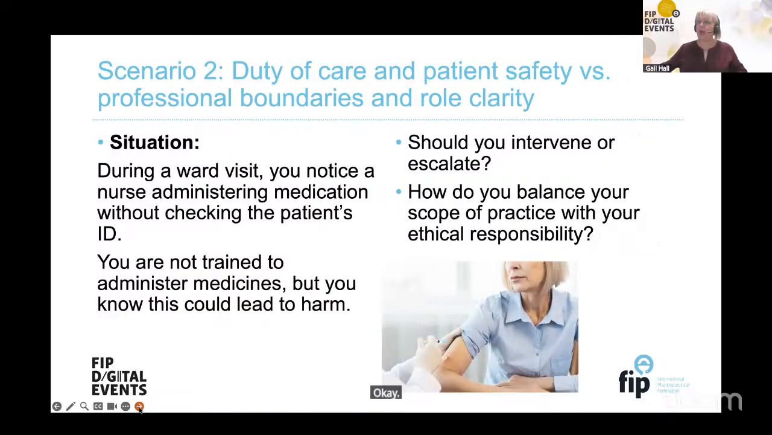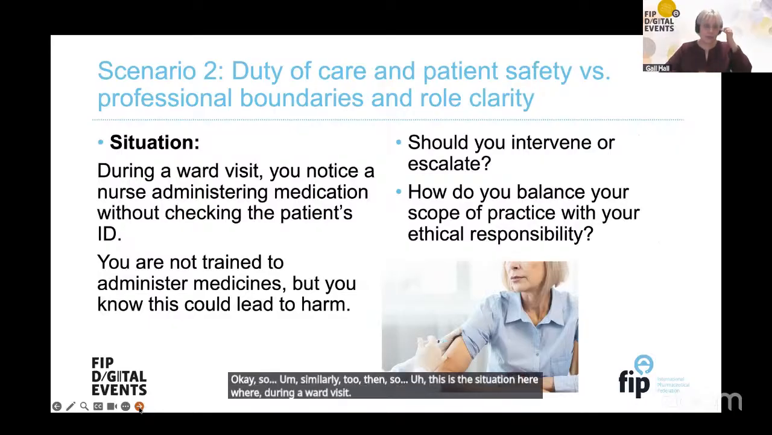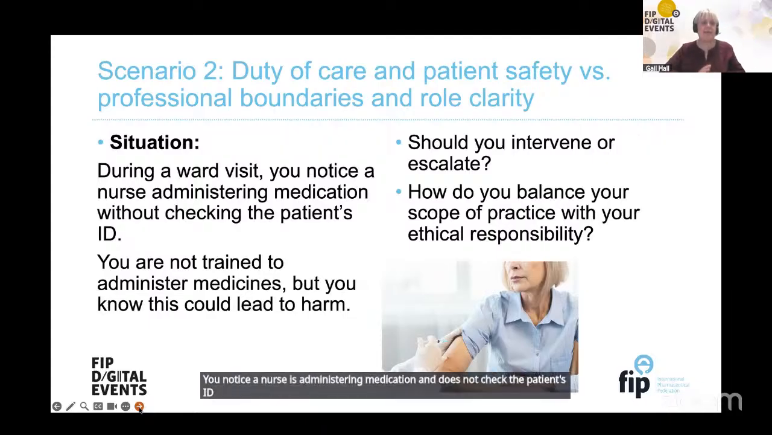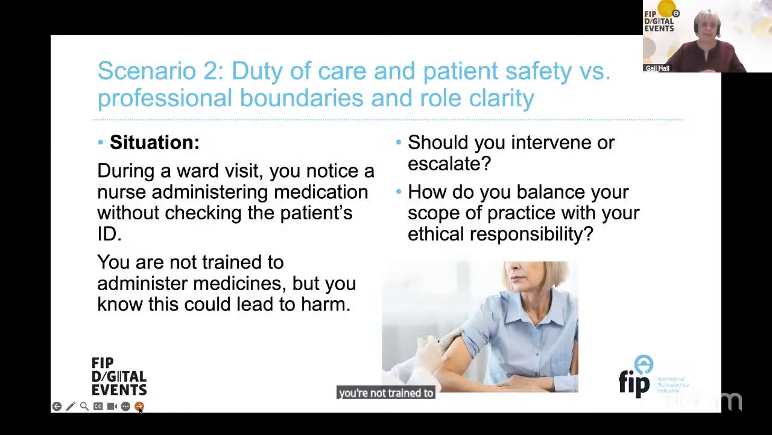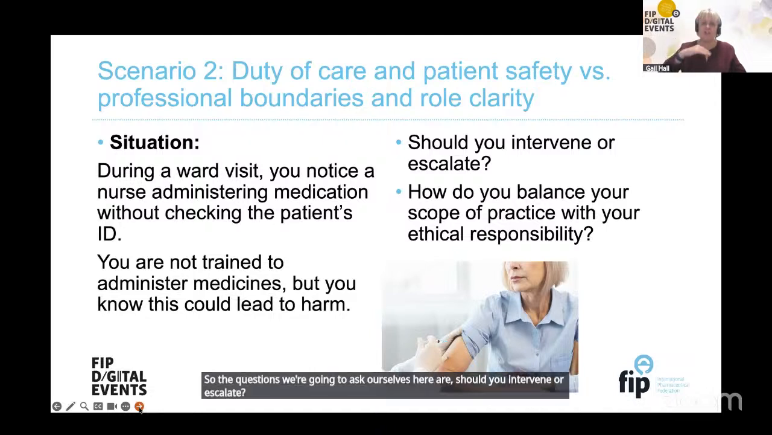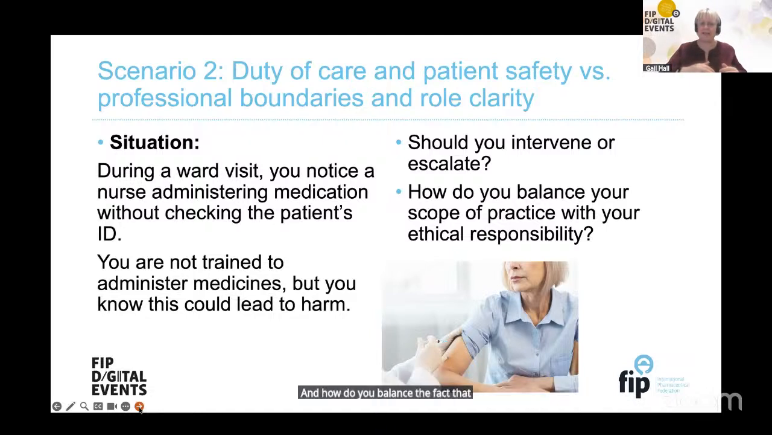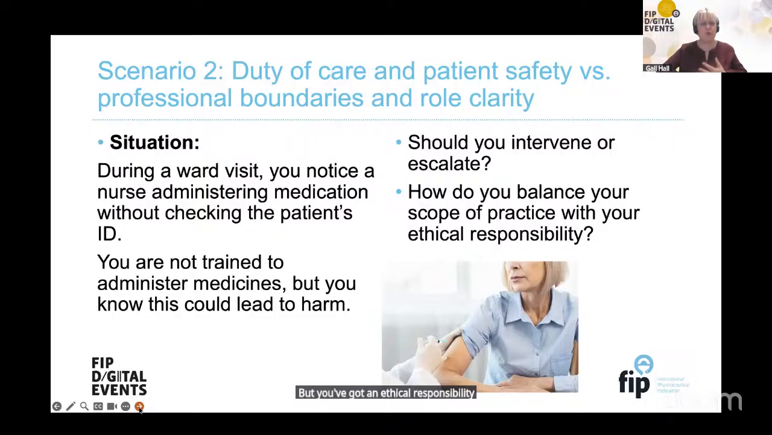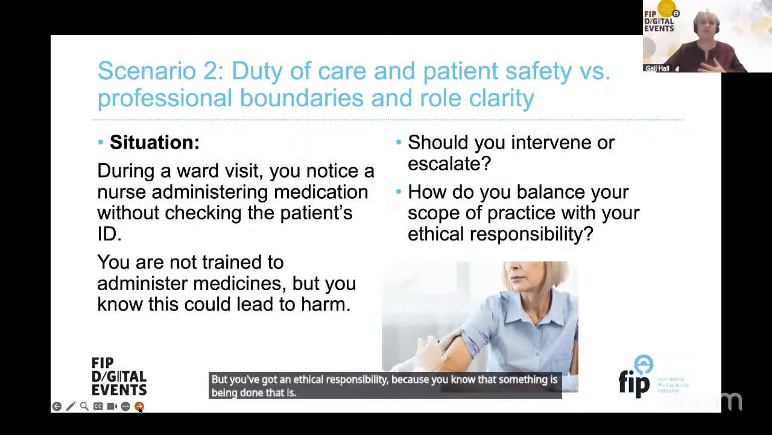Okay, so scenario 2 then. This is a situation where during a ward visit, you notice a nurse is administering medication and does not check the patient's ID, their identity. You're not trained to administer medicines, but you know that not checking the patient's identity could lead to harm. So the questions we're going to ask ourselves here are, should you intervene or escalate? And how do you balance the fact that with your scope of practice, you can't actually administer medicines, but you've got an ethical responsibility because you know that something is being done that is wrong.